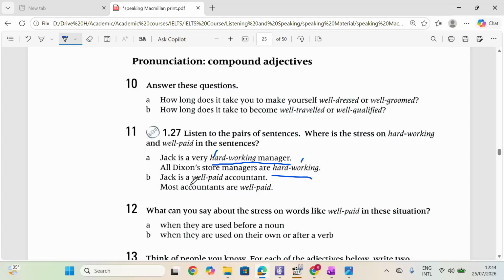Okay, go on. Jack is a well-paid accountant. Most accountants are well-paid. The first one is Jack is a well-paid accountant, the second is well-paid. So that's the difference of the stress when it comes to pronouncing aloud the compound adjectives. Let's listen to it.